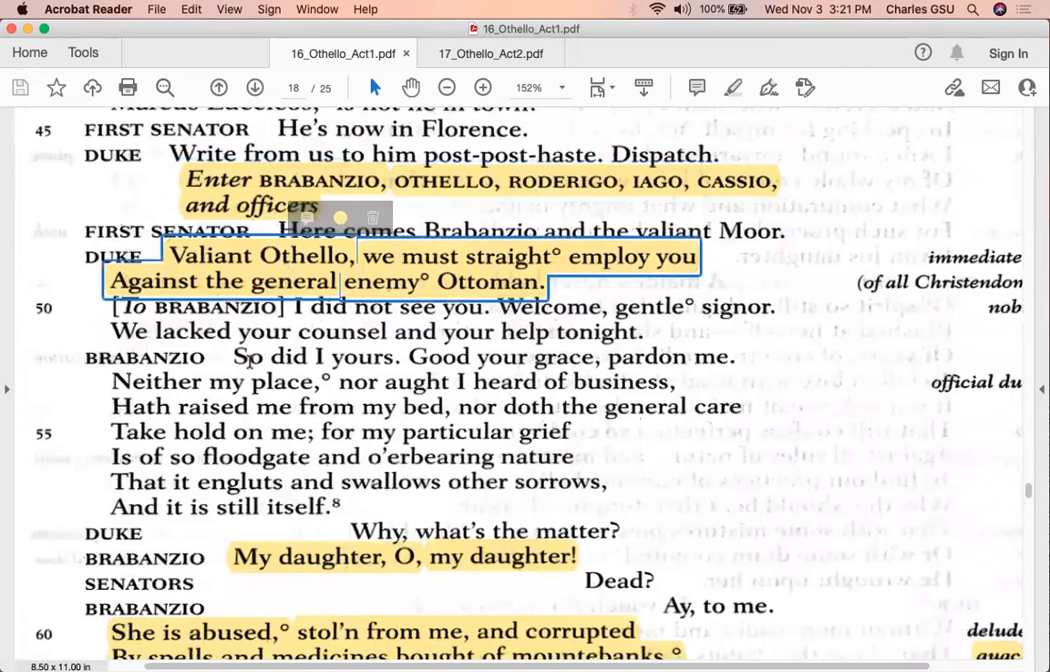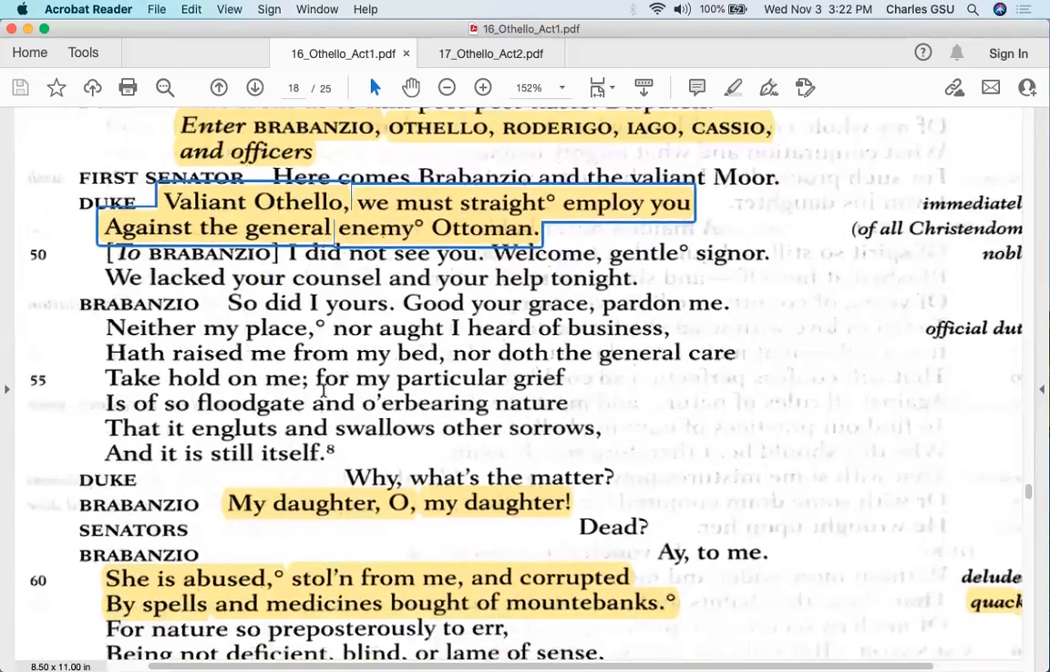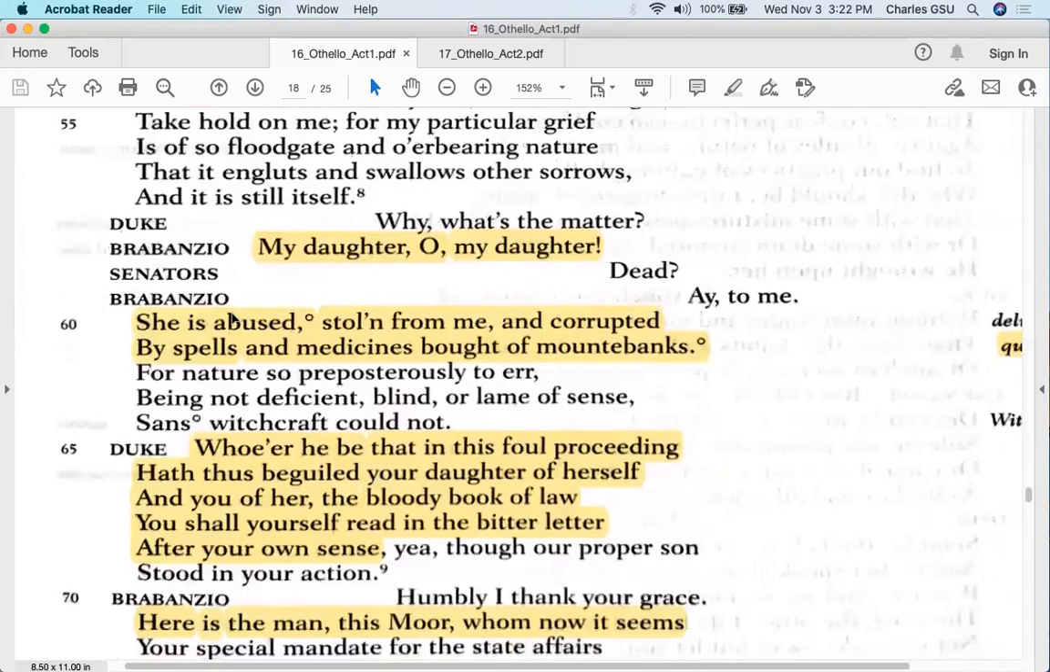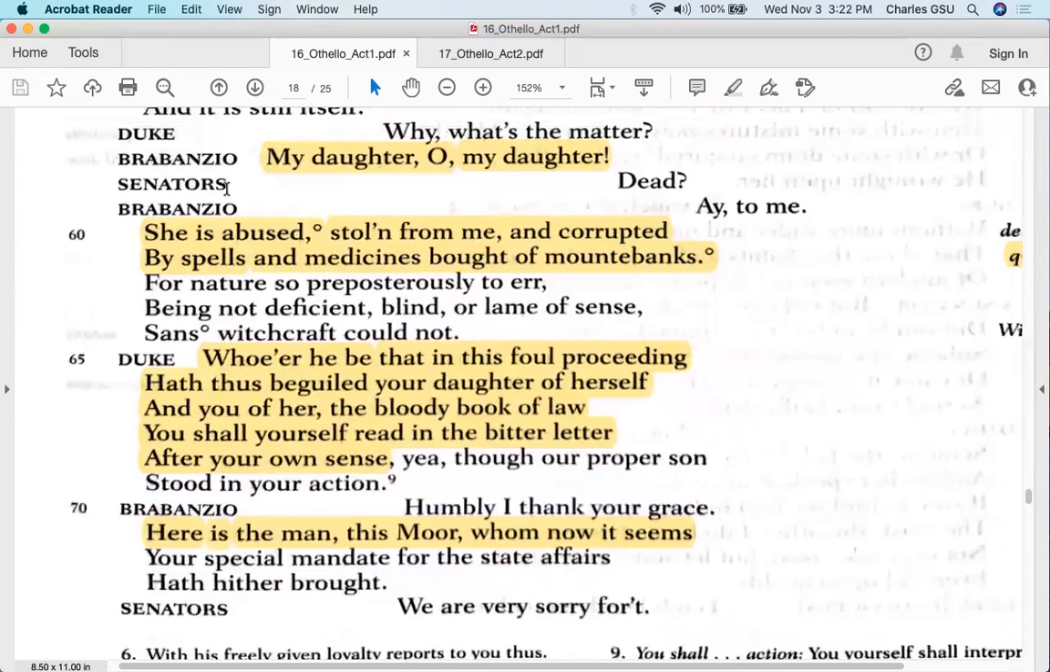And notice how the Duke addresses him here: valiant Othello, we must straight employ you against the general enemy Ottoman, or the Turk, another name for the Turks. That is, he calls him valiant Othello. And to be valiant means you need to have valor and be brave and courageous. So he's thought of at this point as a really good and worthy general.